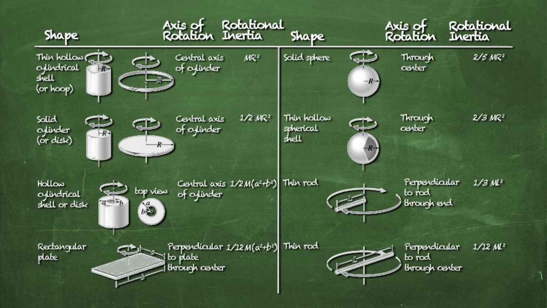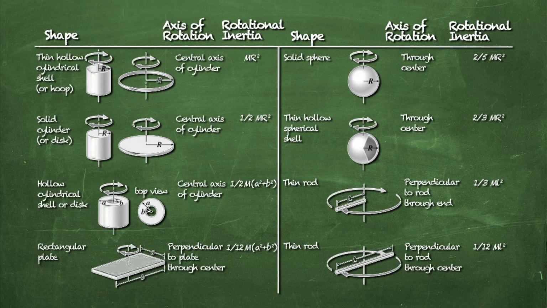So for a solid cylinder or a solid disk, you can look on your table and see that the rotational inertia of a solid disk or a solid cylinder is equal to 1/2 mr squared. Next in our table we have the compact disk situation, where we have a cylindrical shell or a cylindrical disk with a hole cut out of it, and you can see that there's an equation for that. I won't get into that.